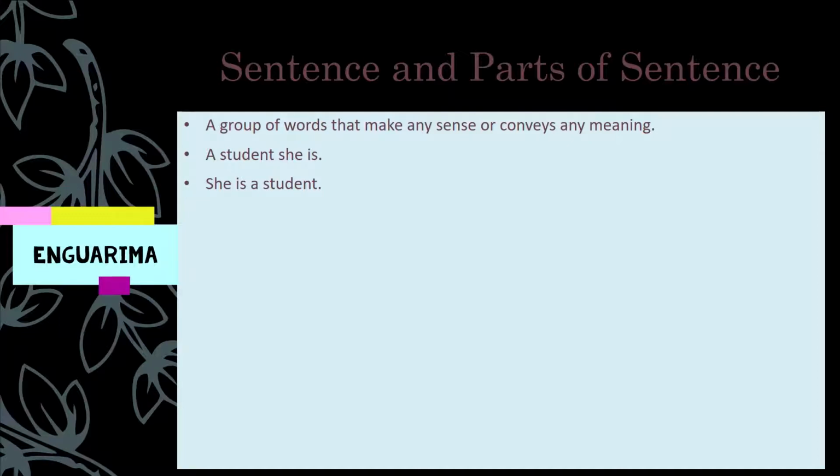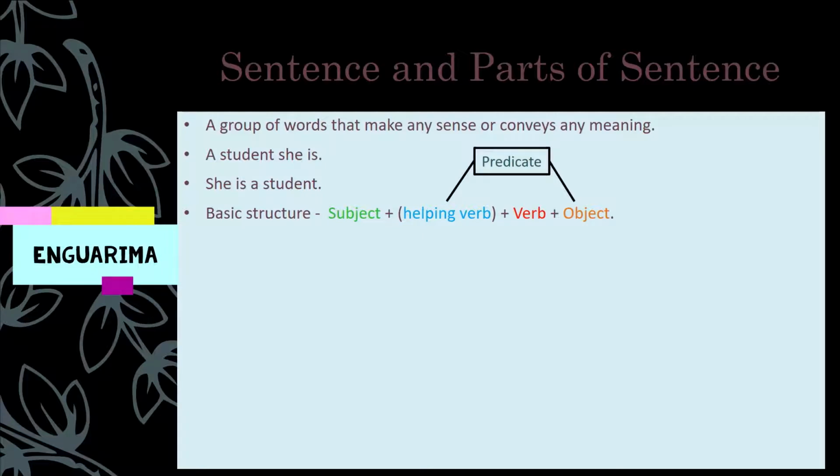Now if you have carefully noticed, this sentence is following some kind of structure. Yes friends, you have guessed right. It is following a structure which is subject plus helping verb plus object. Now helping verb plus object comes into the category of predicate. Let's see what are these.